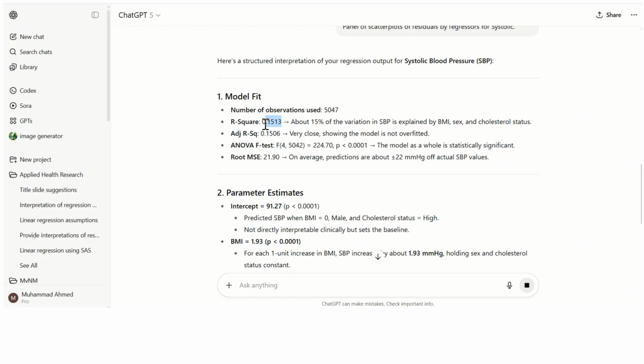R square has slightly risen. It was 13% with BMI alone, and with two additional covariates now it is 15%, meaning that these three variables together contribute to 15% of the variation in systolic blood pressure. Adjusted R square is 15, very close to our original 15%. So that is good. And then we see that the ANOVA F test is less than 0.05, which means that our whole model is statistically significant, meaning that these three variables have a statistically significant impact on systolic blood pressure.